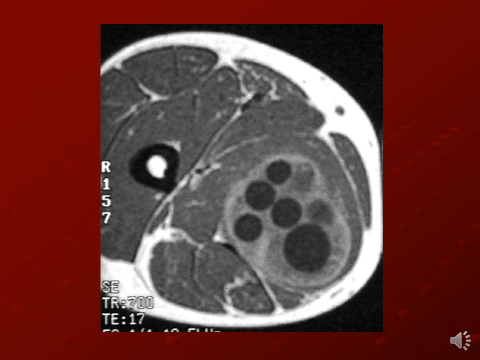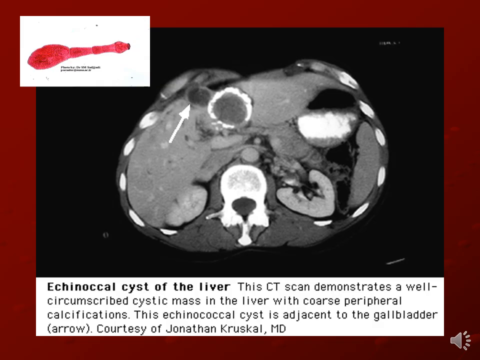This is an MRI of the thigh as well. We can see a large structure, which is the large hydatid cyst with daughter cysts inside, which are darker in structure. This is again a CT of the abdomen.